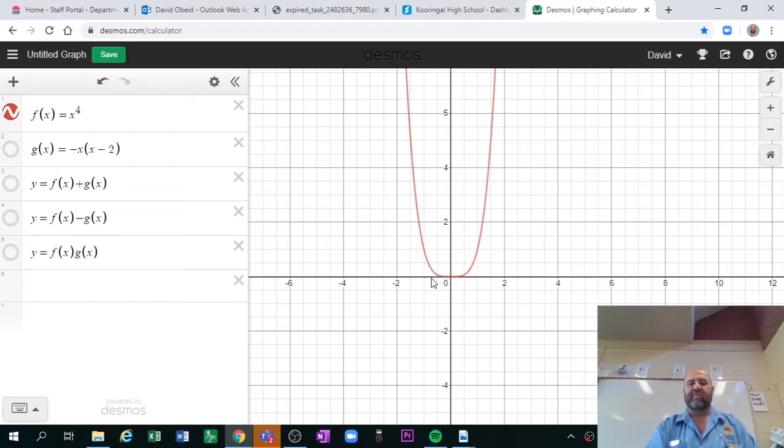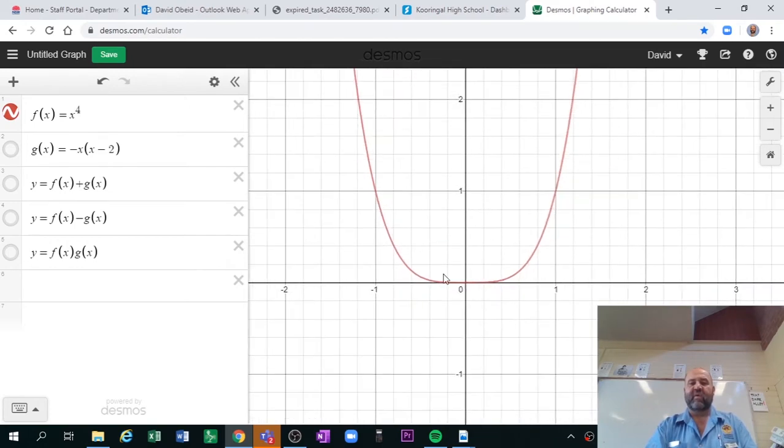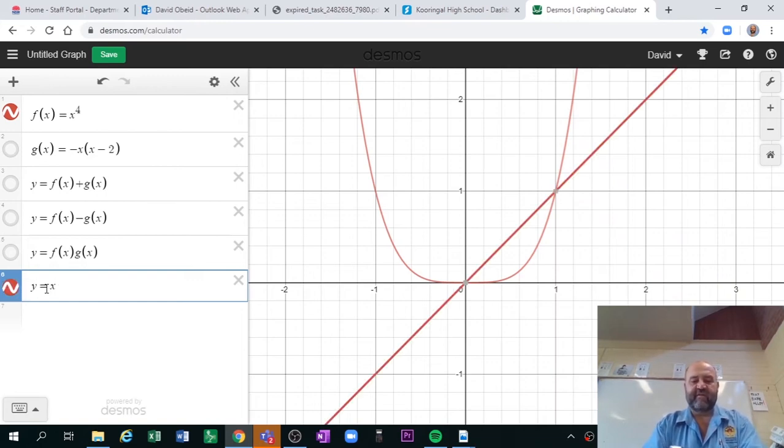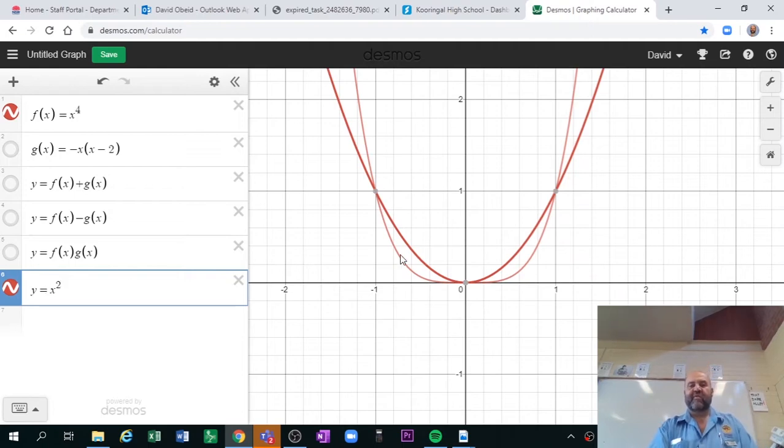For values between -1 and 1, if we zoom in there, y equals x to the power of 4 is a lot flatter than y equals x squared. I'll just show you. You can see that y equals x squared is that darker maroon colour there. It is steeper between -1 and 1, and y equals x to the power of 4 is flatter between -1 and 1. But outside those bounds, y equals x to the power of 4, that lighter line, is much steeper.